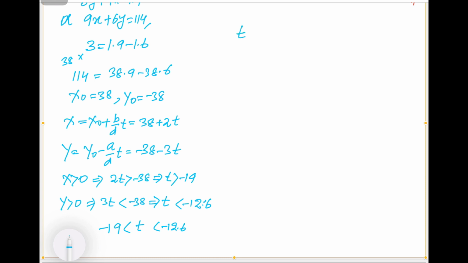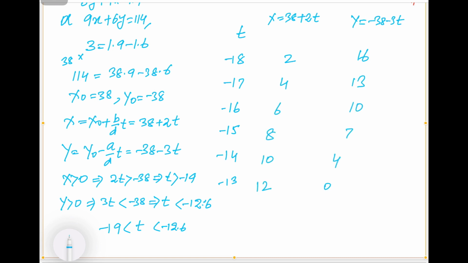So the values of t are minus 18, minus 17, minus 16, minus 15, minus 14, minus 13. And x is 38 plus 2t and y is minus 38 minus 3t. So putting the first value, minus 18, it is 2 and 16. Putting minus 17, it is 4 and 13, and so on up to 12 and 1. So these are the solutions of x and y for the second equation.